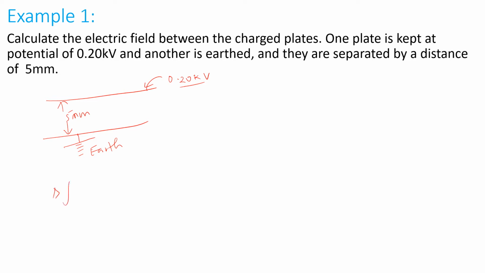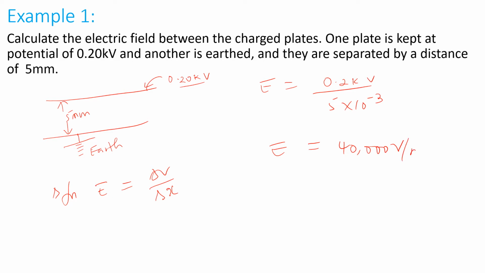So from the definition, E between plates is the same as the potential difference over the separation between the plates. That means the electric field intensity would be 0.2 kilovolts divided by the separation between the plates, which is 5 millimeters. Change it to meters. This is going to give us something like 40,000 volts per meter, which you can write as 40 kilovolts per meter.